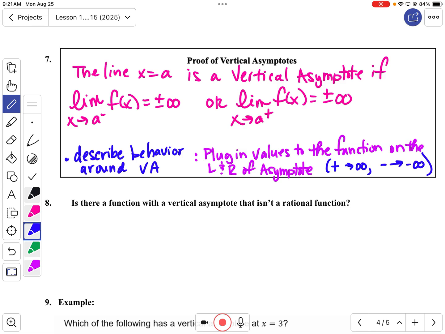Okay. All right, so is there a function that we know about that we use that has a vertical asymptote that isn't rational? This is one we have to remember, and it's just one of those things that we don't think about a whole lot. Anybody, can you think of one?